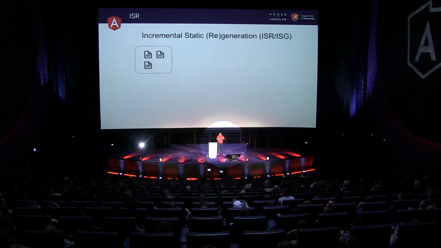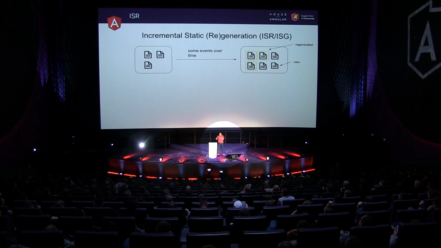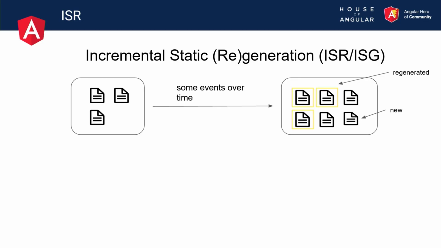OK, so now we have just the subset of all the pages. And due to some events, over time, we're going to either generate new stuff or regenerate the old stuff that was outdated. So that's the pattern. And now we just have to figure out what the events are. There are two kinds of approaches that we can take. The first approach is the incoming requests.